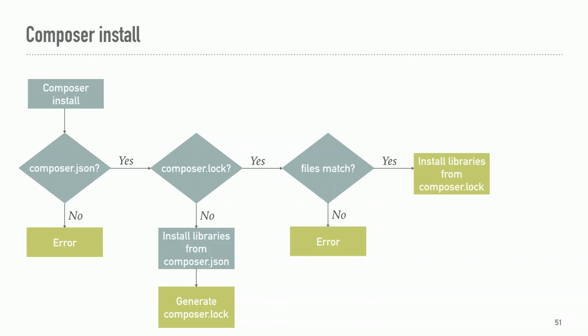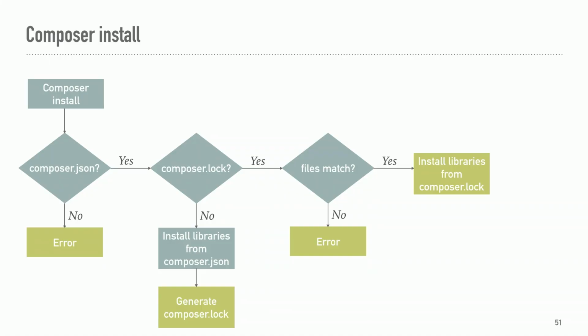If you have it, it is going to verify if Composer lock exists. If it doesn't, it is going to install the libraries that are defined in the Composer JSON file. So it is going to look for those libraries and the version constraints. It is going to get them, install them, and then it is going to generate the Composer lock file. This Composer lock file is like a fingerprint of the packages that you installed and the versions available at that moment for your project.